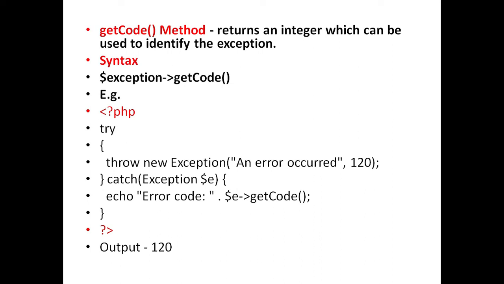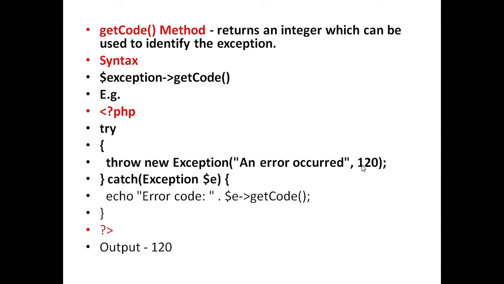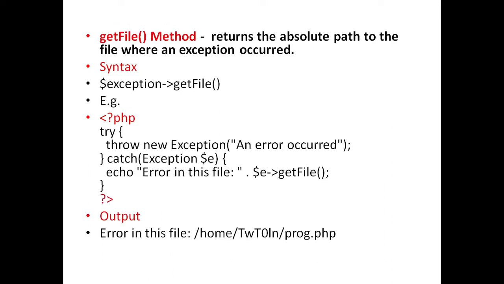Here we have written this example. In the try statement, we have thrown the exception as throw new Exception, the message as an error occurred and the code will be 120. And in the catch statement, we will print the error code with the exception object E and getCode. Then the output will be 120 since we have passed the error code as 120.